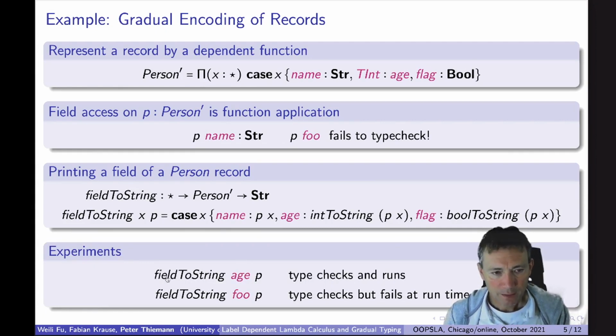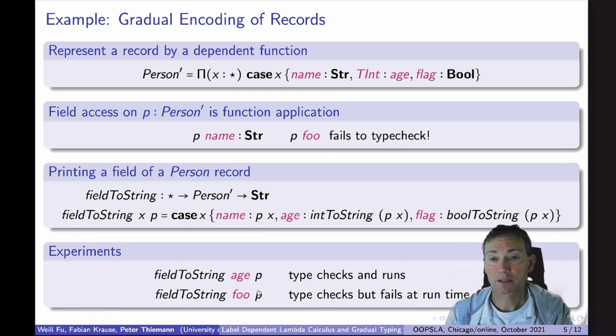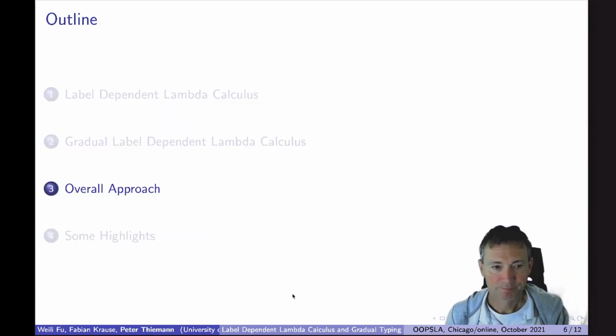Now, applying field to string to an H label and P type checks and runs to completion, but in the last line, a gradual typing show rears its head. So here, if we apply field to string to the label foo and a person record, this type checks, but it fails at runtime because the person doesn't really have a foo field.